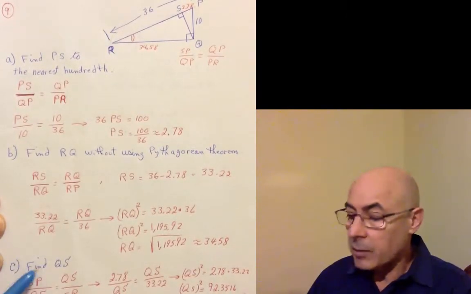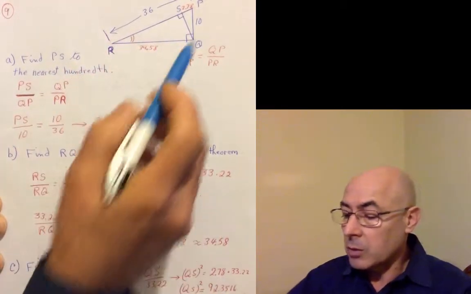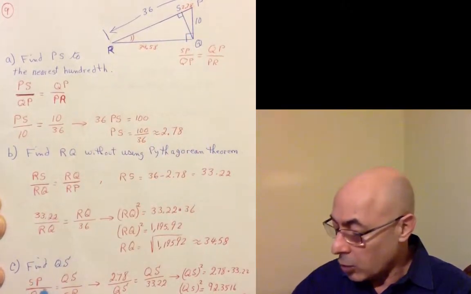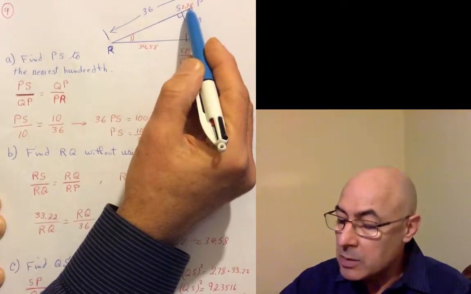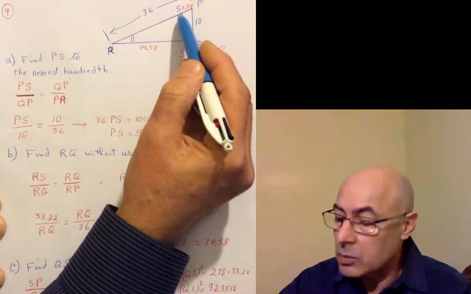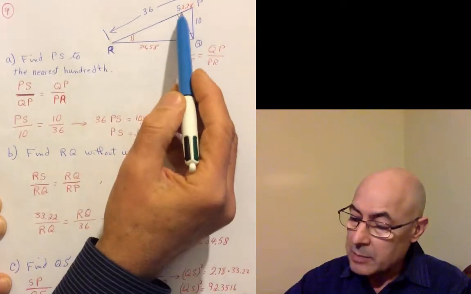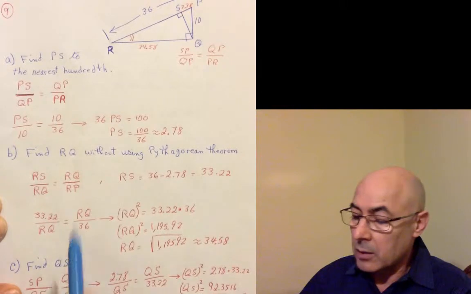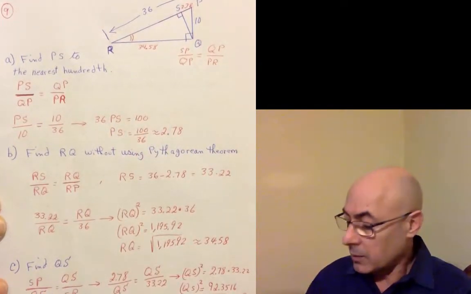Part C of the same problem, we want to find QS. When I want to find QS, I use QS as geometric mean, so I write QS over QS equals QS on the top. Then I use the segment close to point S. I don't use the whole hypotenuse this time. So I use SP and I use SR. So QS down here, QS over here, then the two segments, SP and SR.